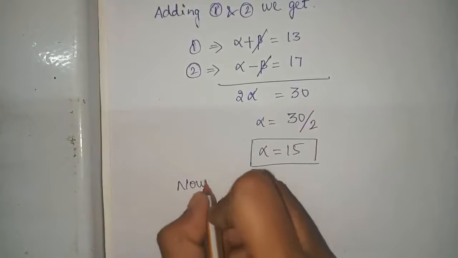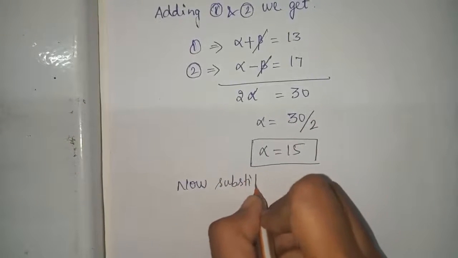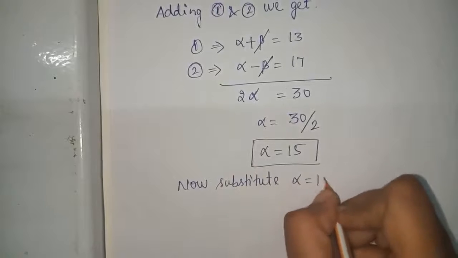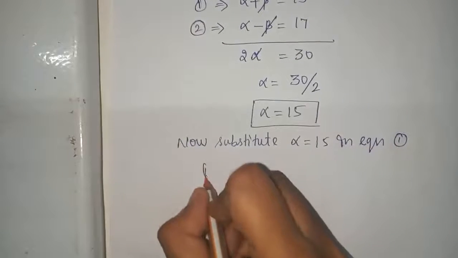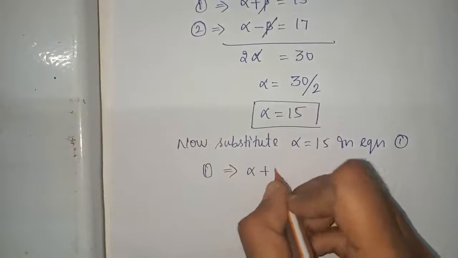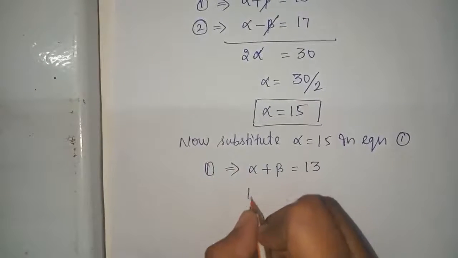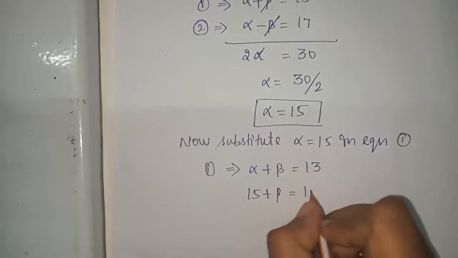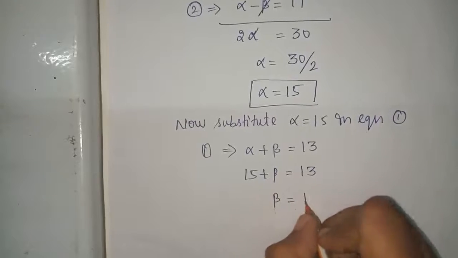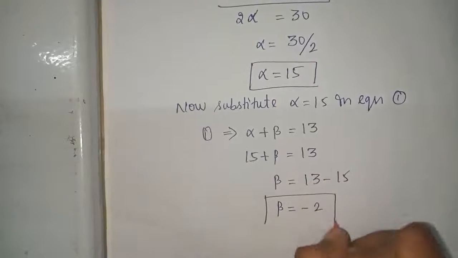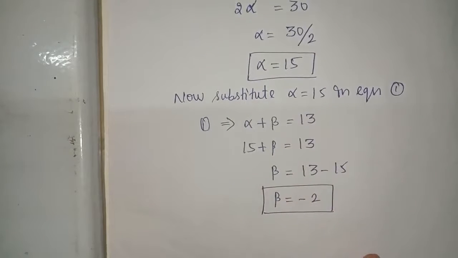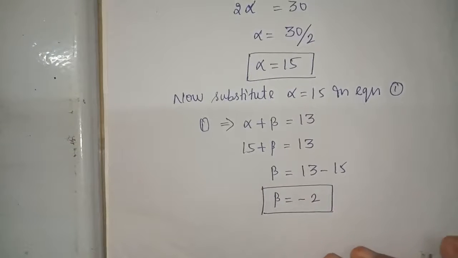Now substitute alpha = 15 in equation 1. Equation 1 implies alpha plus beta = 13. So 15 plus beta = 13, beta = 13 minus 15, so beta = -2. Now we have found the values of alpha and beta. Then we have to find alpha beta, that is the product of roots. Then finally we have to find the value of k.